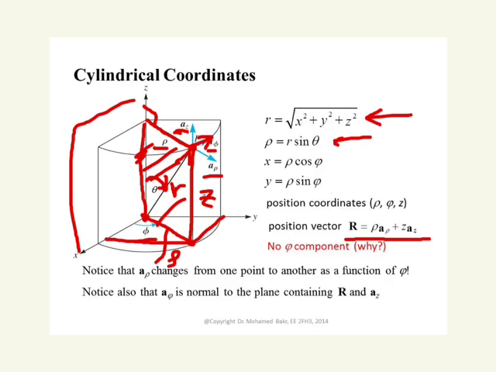One other thing, a rho is not a constant. You have to understand this. a rho is not a constant. a phi is not a constant. They change from one point to another. So we can express them in terms of ax and ay, but this will give us a variable expression.